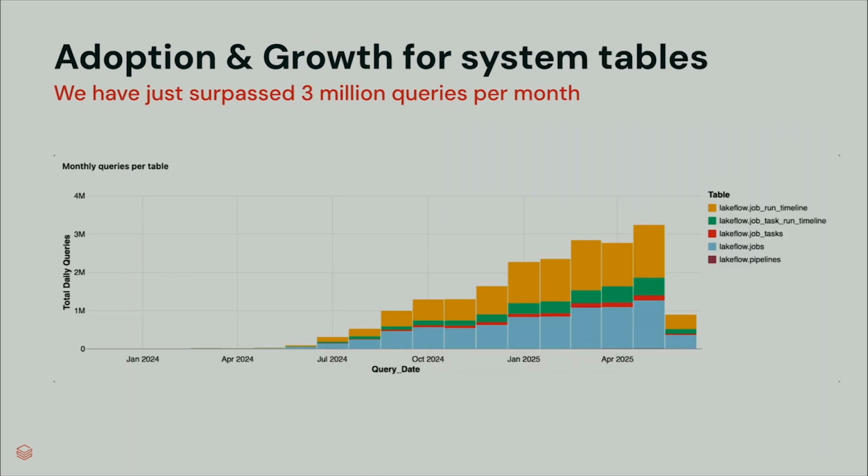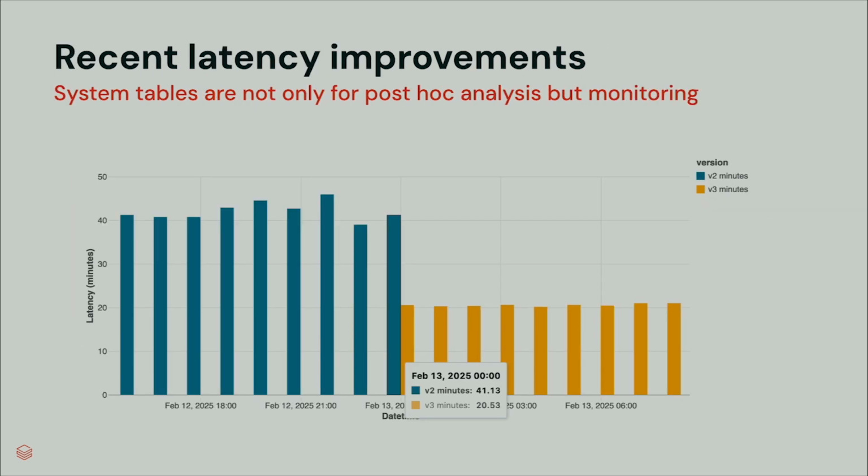But in case I haven't convinced you enough on system tables, let's have a look at the numbers. I think they really speak for themselves. We've seen really great adoption, and we've cracked over 3 million queries now. Lakeflow is actually one of the most popular system tables out there. And finally, we talked a lot about dissecting data, doing analysis on historical observability data, gaining insights.